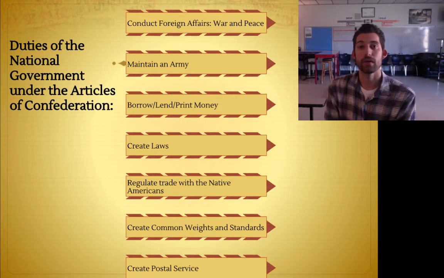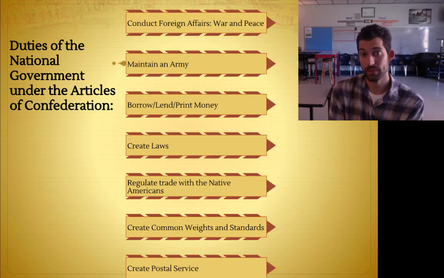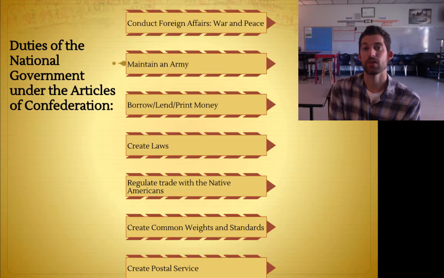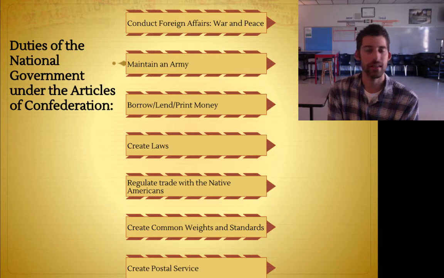They also have the power to borrow, lend, or print money. So if we needed money from other countries, they would be in charge of that. If we wanted to lend money to the different states, or other countries, they can do that. And they also had the power to print money. Their money was called Continentals, which you learned from last unit were not very good. Lots of issues with that. We just kept printing more, and then it led to inflation, and things got out of control. And it's going to be just as bad after the war.